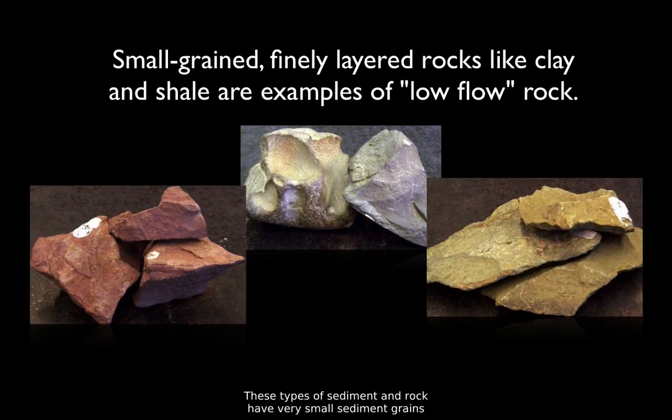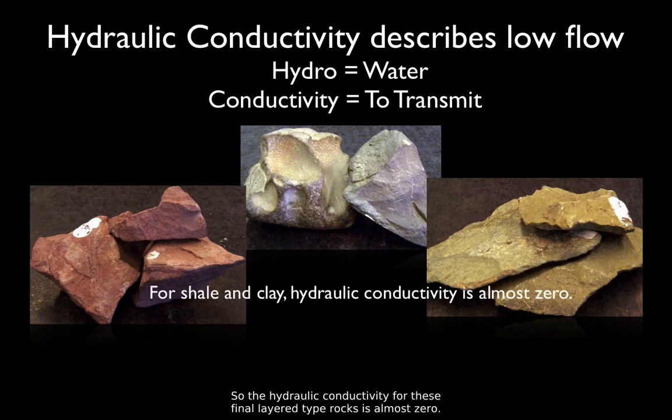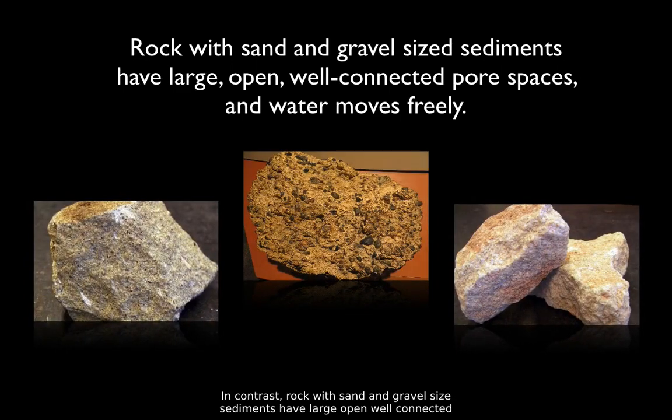These types of sediment and rock have very small sediment grains that are finely layered, making it difficult for water to move. The term hydraulic conductivity is used to describe the degree to which geologic material can transmit water. Hydro for water and conductivity for to transmit. So the hydraulic conductivity for these finely layered type rocks is almost zero. In contrast, rock with sand and gravel-sized sediments have large, open, well-connected pore spaces. So water moves freely. These rocks are highly porous and highly permeable. They have a high hydraulic conductivity.